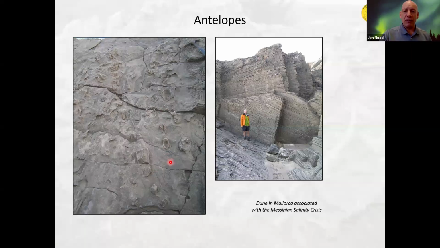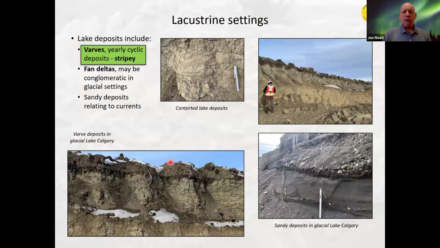So just before we finish with terrestrial, let's talk about lakes. There's lots and lots we could say about lakes. They can have deltas in them. They can have turbidites. They can have all sorts of features in them. But for our purposes, the most likely thing that we're going to see is varves. And varves are yearly cyclic deposits, and they're stripy in character. This is from glacial Lake Calgary, which is about 10,000-year-old sediments.